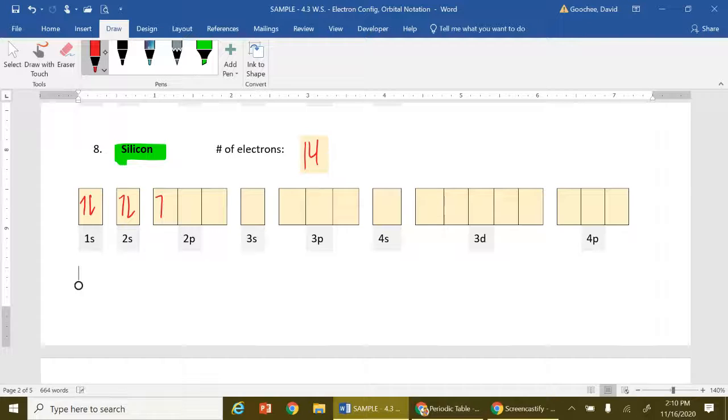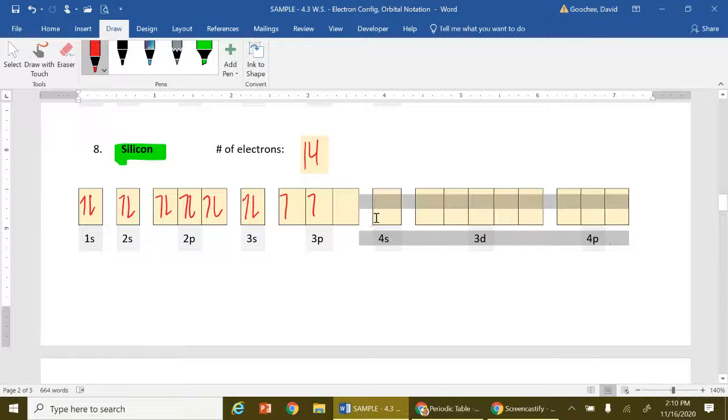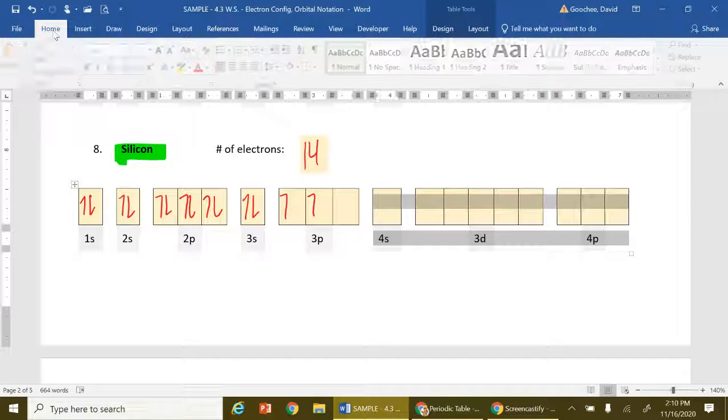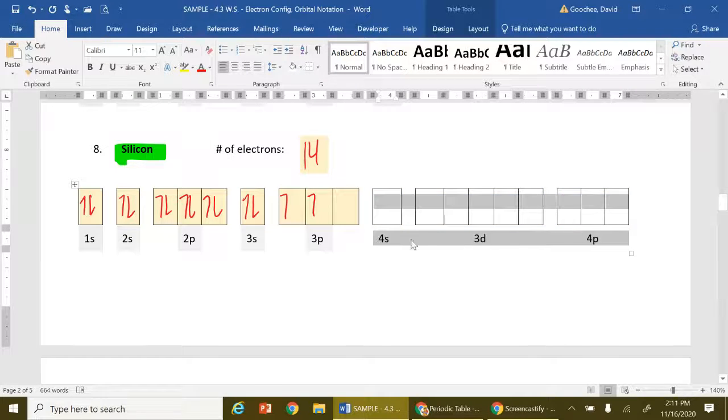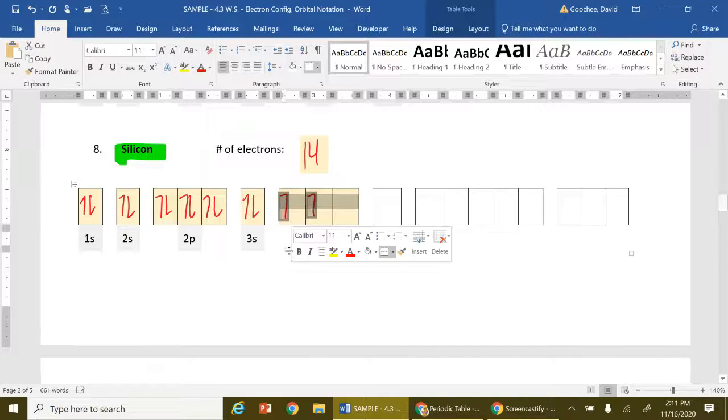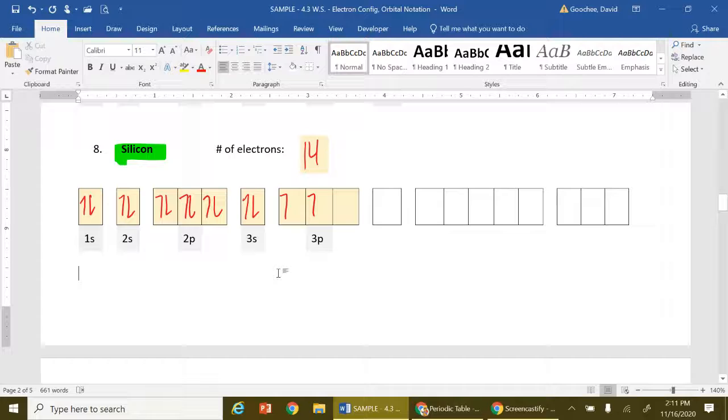Single, single, single. Now we double up, double up, double up. 1, 2, 3, 4, 5, 6, 7, 8, 9, 10. So 10 of them. Single and double up, single, single. This is the electron configuration for silicon. Once again, we don't fill up any of the other levels because there are no electrons left. We don't even finish filling up this 3p because there were only 2 electrons left at that point. So that is the electron configuration of silicon.